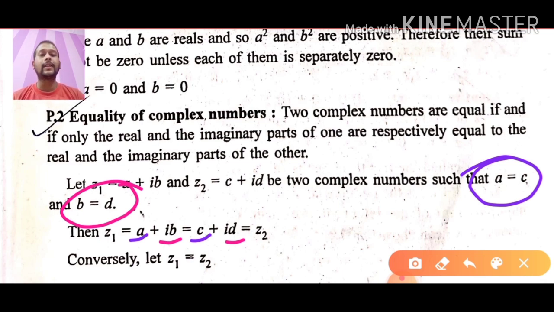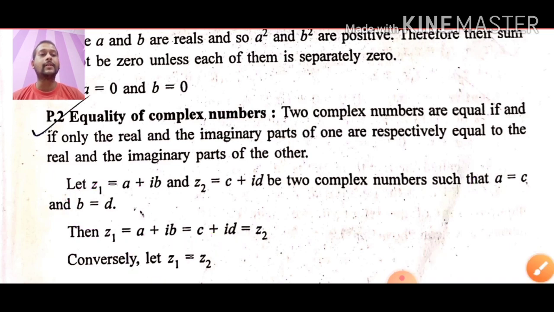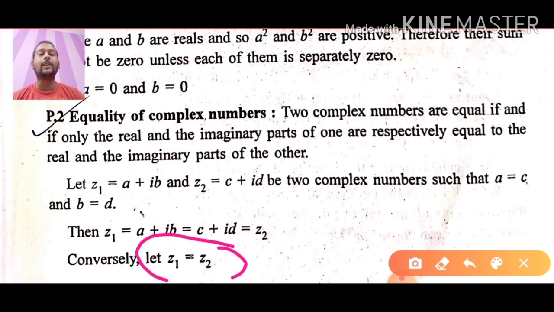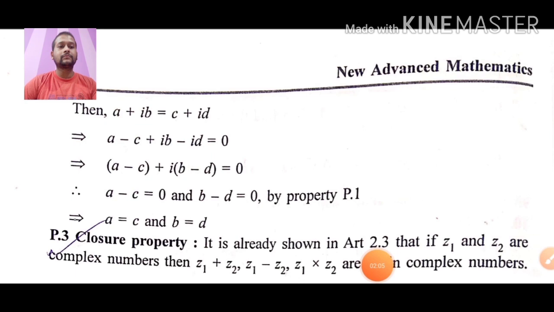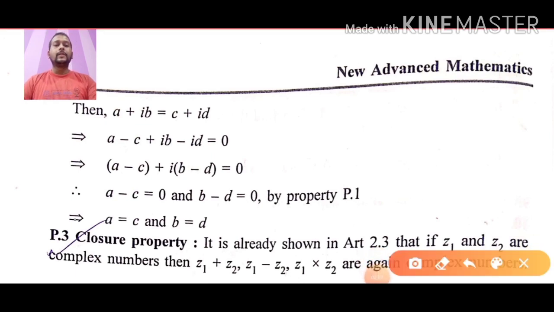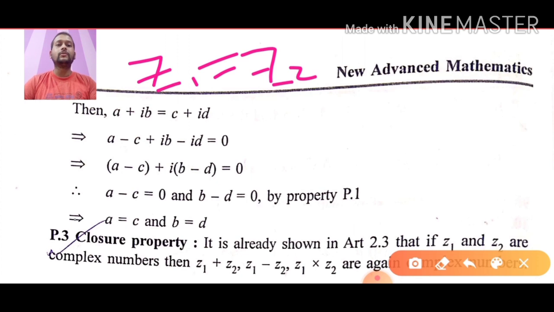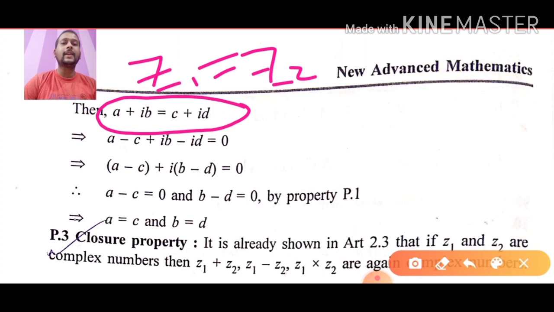They are proving it also. Taking the converse, we can prove it. We take that z1 and z2 are equal, and we will show that it is only possible when a is equal to c and b is equal to d. So z1 equal to z2 means a plus ib is equal to c plus id.